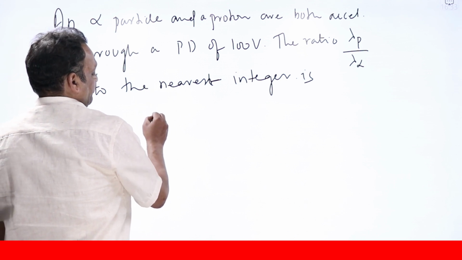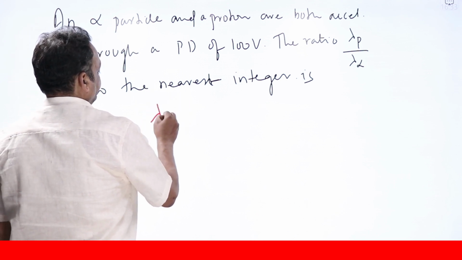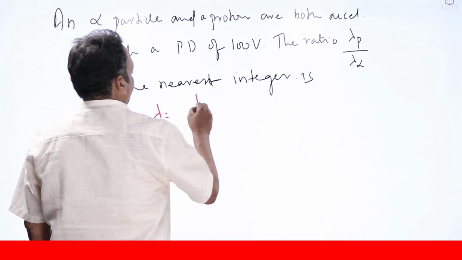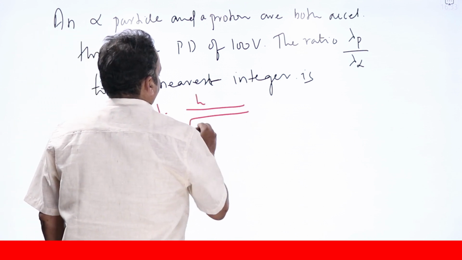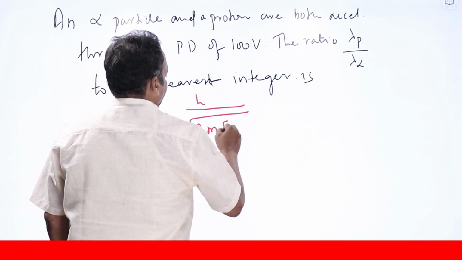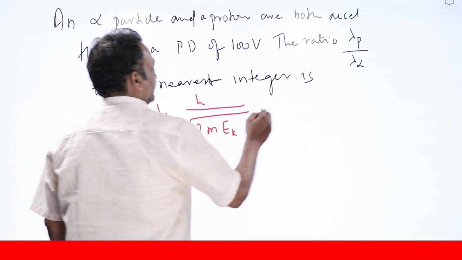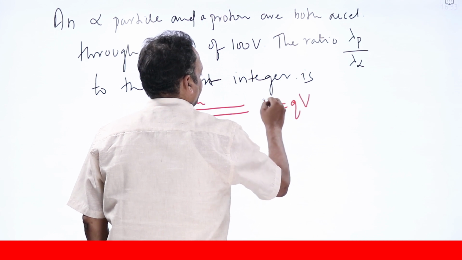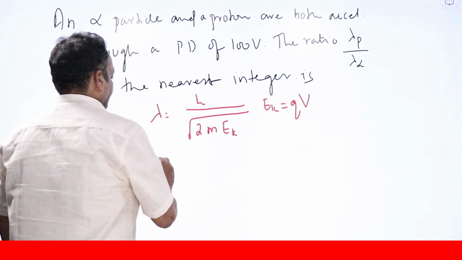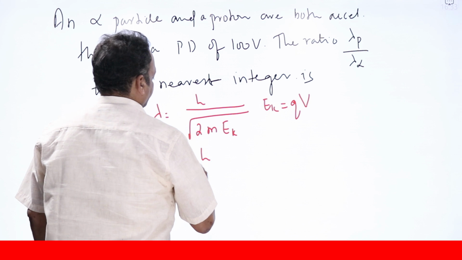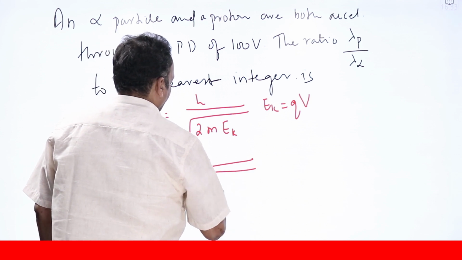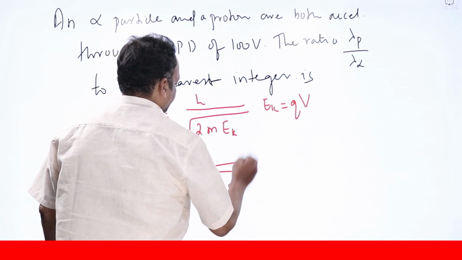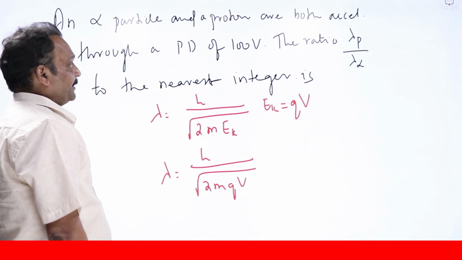What is the de Broglie wavelength of a particle accelerated through some potential difference? Lambda equals h by under root 2m EK, that is the general formula. For a charged particle accelerated through V volts, kinetic energy EK equals q into V. Therefore the de Broglie wavelength lambda equals h by under root 2m qV.